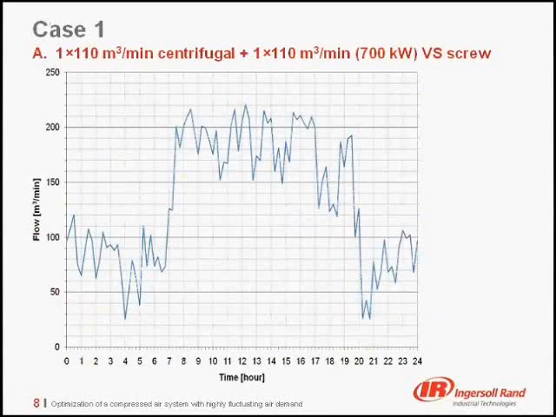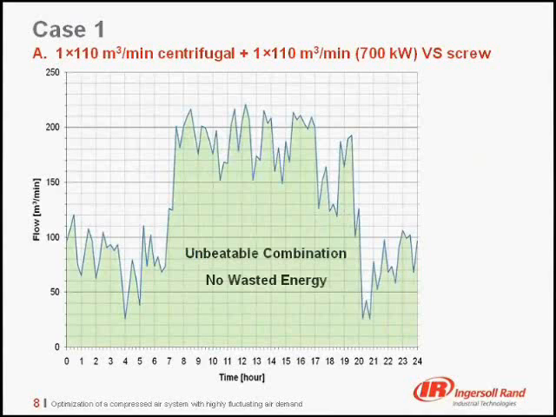Coming back to our original flow profile, the solution A with centrifugal compressor and one large variable speed rotary compressor allows to exactly match, like you see here, the flow requested by the system. For this reason, it is usually claimed to be an unbeatable combination, as there is no wasted air. But what we have to establish is whether it is also the most efficient solution from an energy consumption point of view.